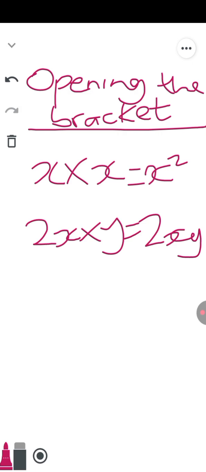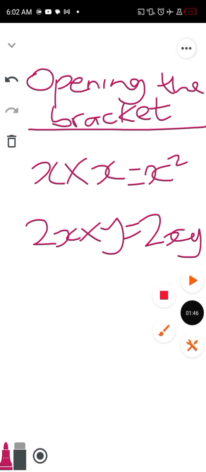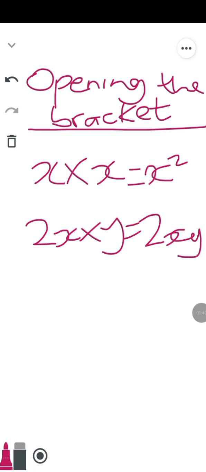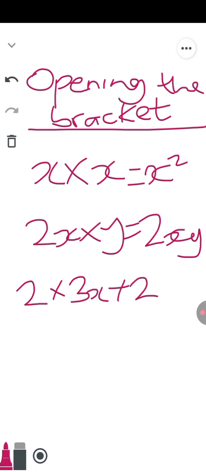All these things are expressions, okay? 2x, y, we've learned that. So now, imagine the expression is bigger. How do we do those ones? Imagine I have 2 times 3x plus 2. What's it going to be? Is it going to be 6x plus 2? No, that would be wrong.